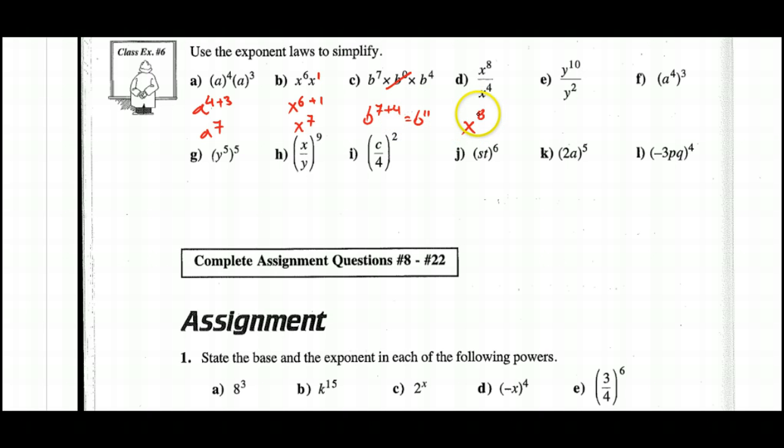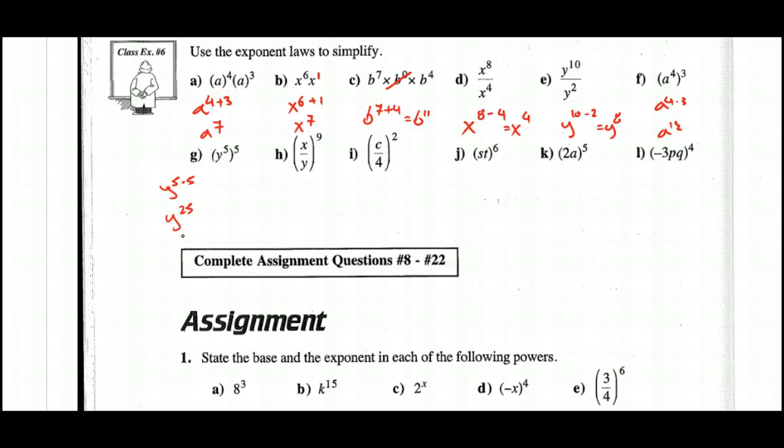Here I have x to the 8 and x to the 4 dividing, so it's x to the power of 4. y to the 10 minus 2 is y to the 8. Power of a power, I have a to the 8, 4 times 3, a to the 12. Let's go on to g, power of a power again, so y to the 5 times 5, y to the 25.